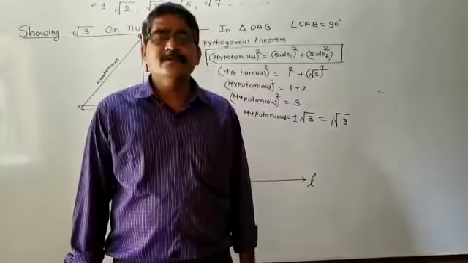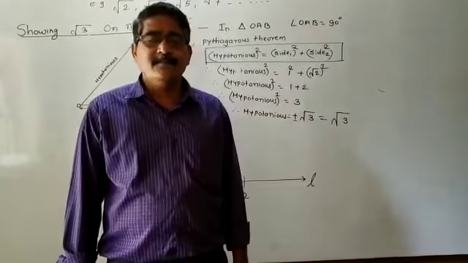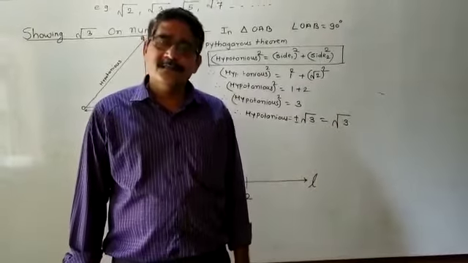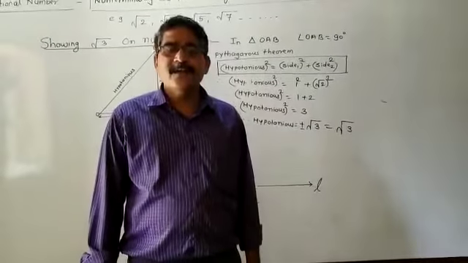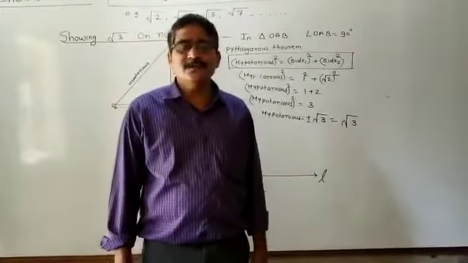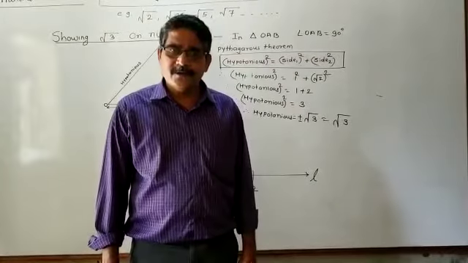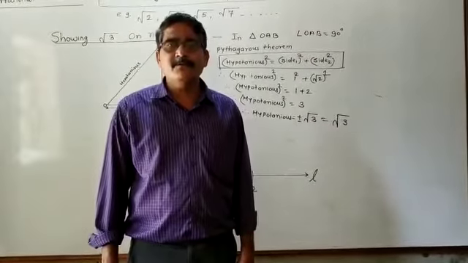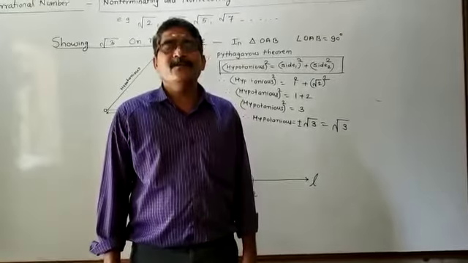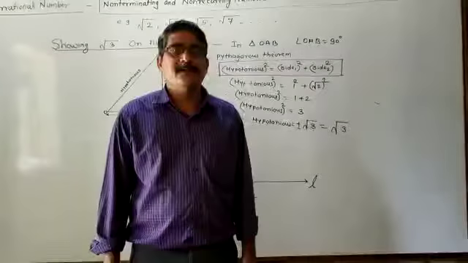You have to show the square root of 3 on the number line. In the last lecture, we already showed how you show the square root of 2 on the number line. For drawing the square root of 3 on the number line, you have to take the help of the square root of 2, and you have to draw the square root of 3 on the number line.